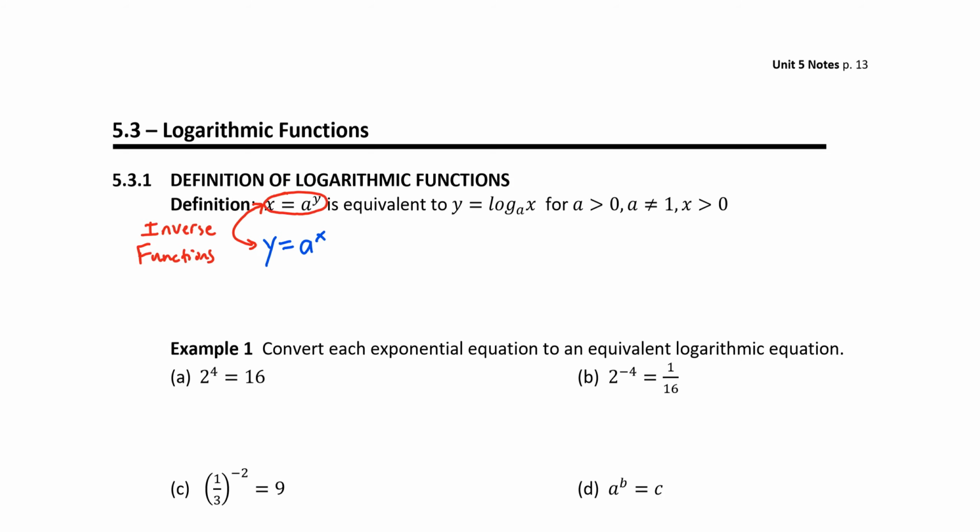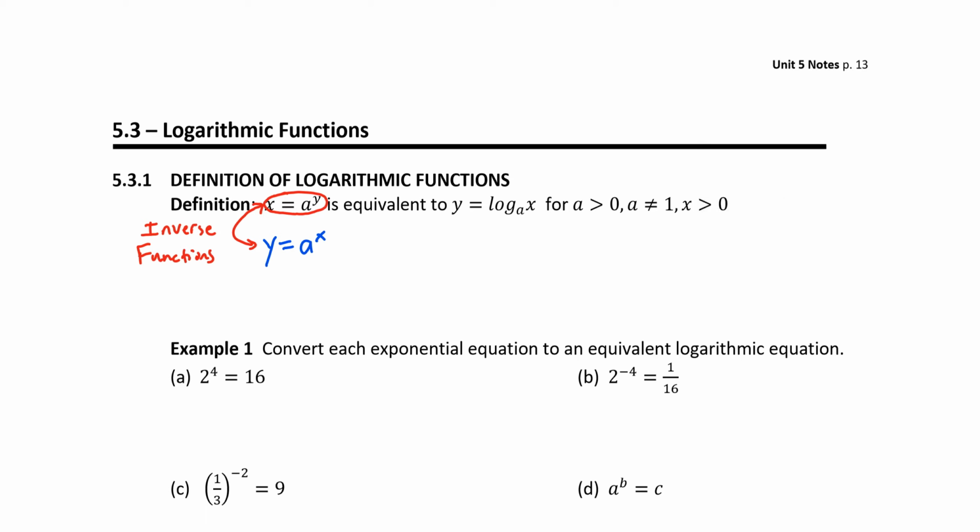Now, in the equation x equals a to the y, it is not in function notation. Generally, in function notation, we have y isolated, and it's equal to some sort of operation applied to x. So what we're going to do is isolate that exponent. At this point, we don't have the tools to do that, and so now we're going to learn about logarithmic notation. Logarithmic notation is simply a rearrangement of this inverse function, x equals a to the y.